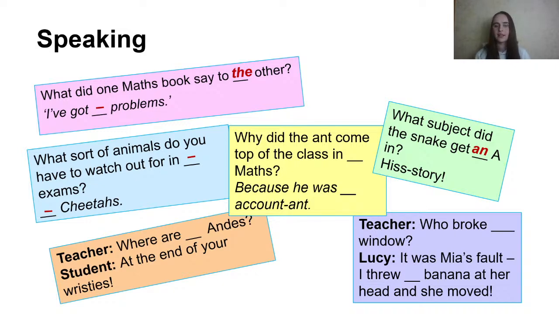The next, the yellow box. Why did the aunt come top of the class in math? Because he was an accountant. So what do you put here?